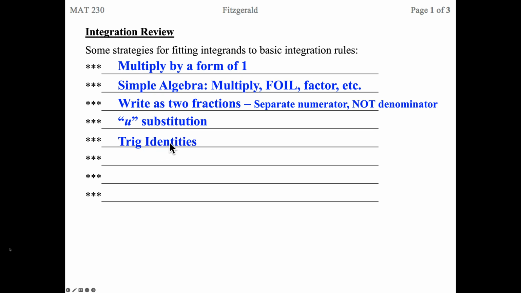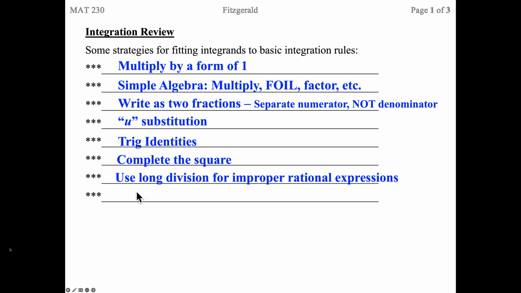There are some trig identities we can look at. We'll complete the square part of these trig identities I want to show you. Use long division for when you have an improper rational expression. That means the top is bigger than the bottom. And look for a natural log pattern. That's when you're trying to integrate x to the negative 1 power, or 1 over x.